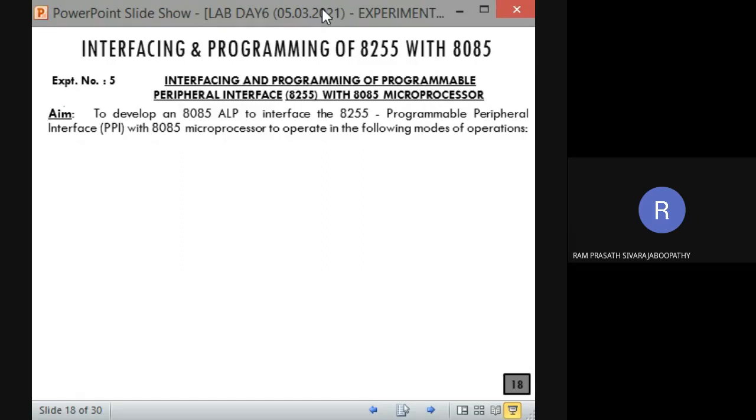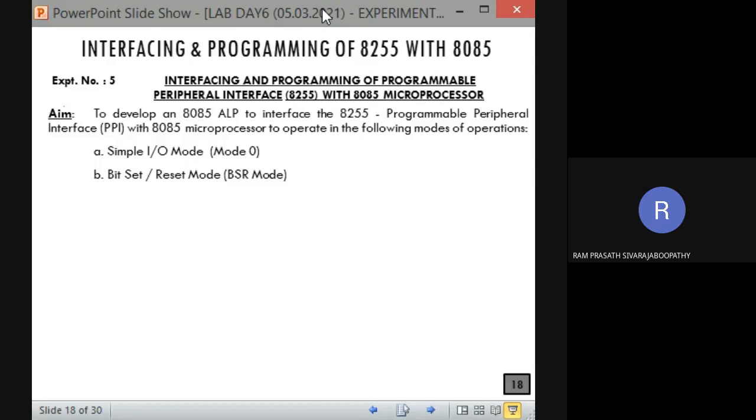So endha mode mattum nama paaka porom sonnom. Do you people remember? We are going to concentrate only on 2 modes of operation. One is BSR mode, the another one is simple IO mode. That means mode 0. Fine. So simple IO mode or mode 0, then bit set or reset mode, BSR. So the two particular experiment na inik paakkom.